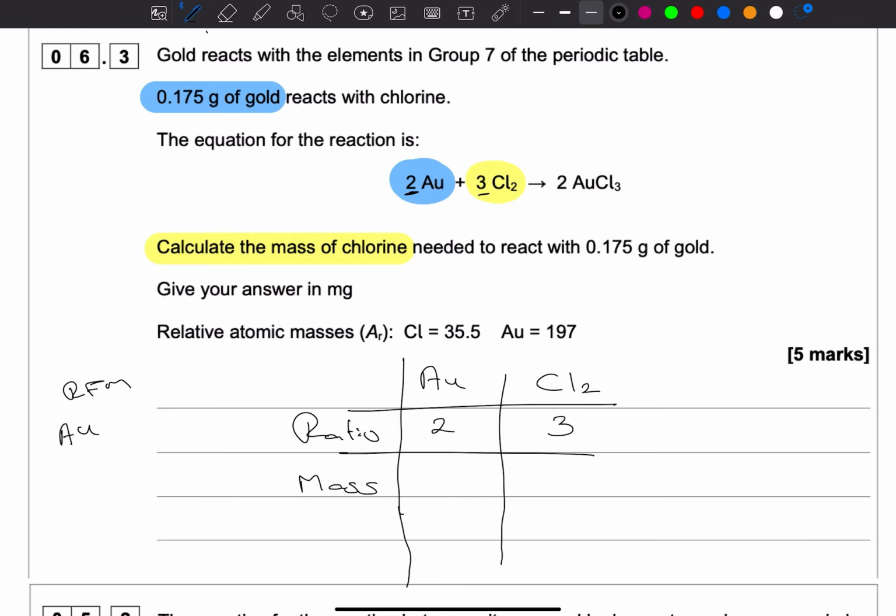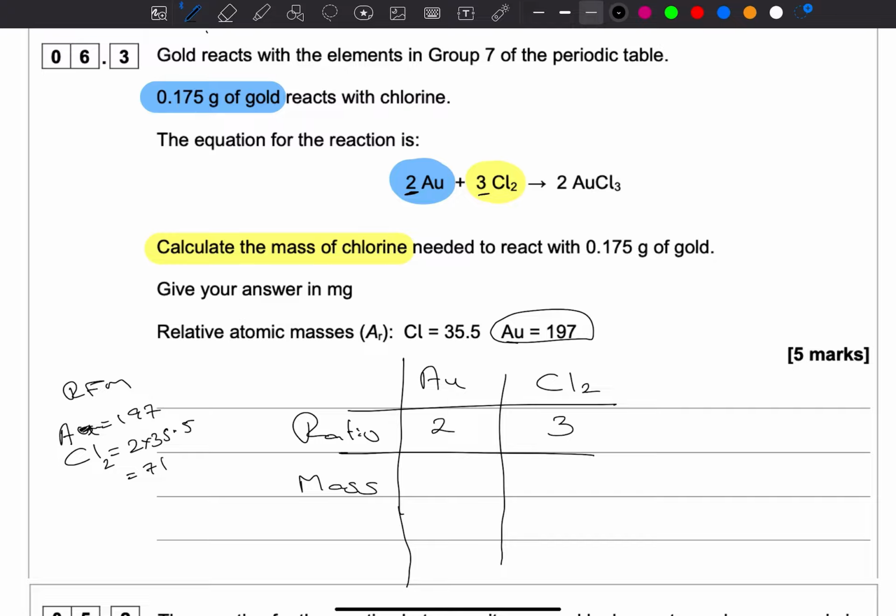Au is what they just told you, 197. A and small u, Au. The other one is Cl. Well, actually you want Cl2, remember. So Cl2, which is 2 times 35.5, which makes it 71.